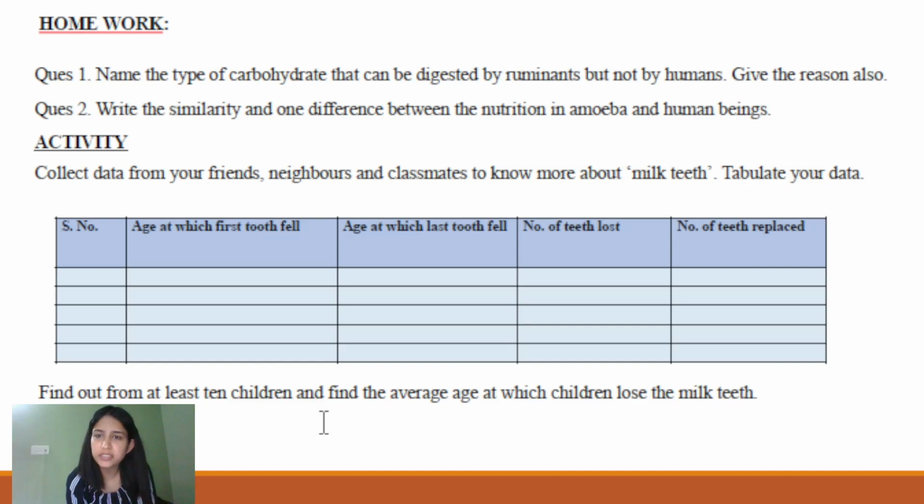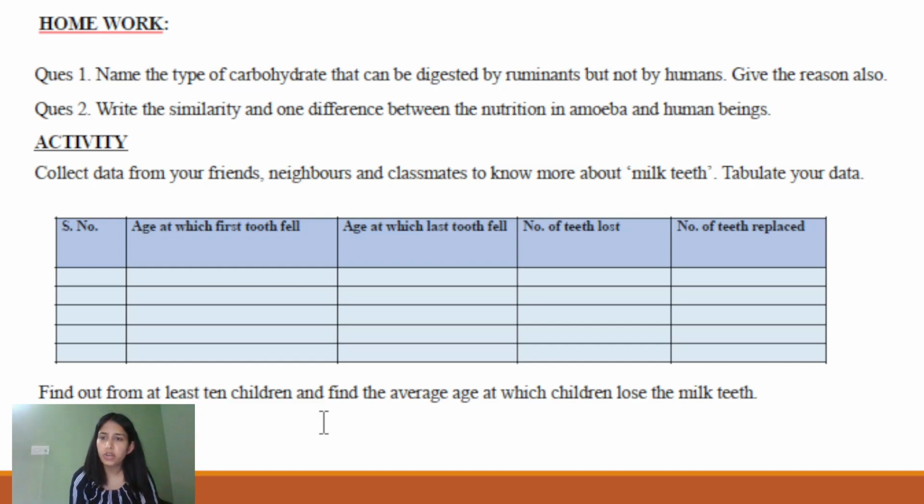You will name the type of carbohydrates that can be digested by ruminants but not by humans. So you'll have to find out what the carbohydrates are that can be digested by ruminants but not by humans. Give the reasons also. You will write one similarity and one difference between the nutrition in amoeba and human beings. That will expand your knowledge. You'll find it out and write it in your notebooks.